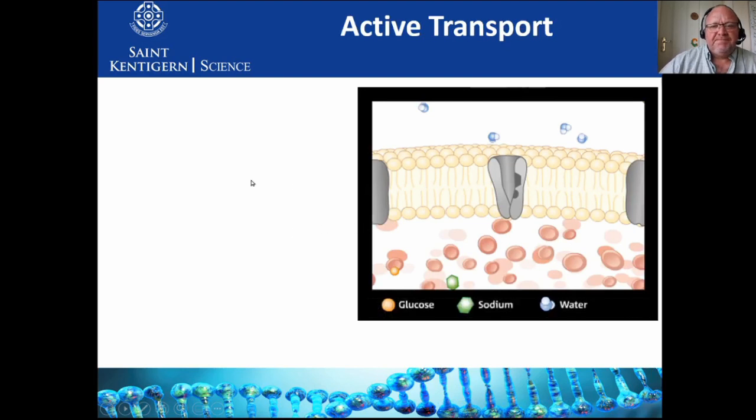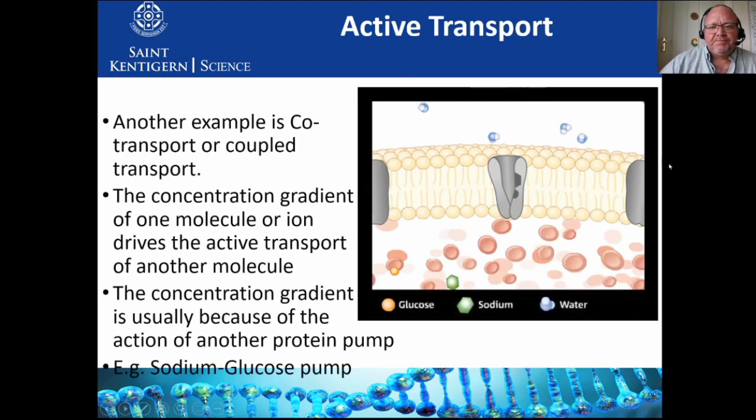Okay, so here's another one where we have active transport, and this is in the kidney. In co-transport or coupled transport, the concentration gradient of one molecule or ion drives the active transport of another. So if you look here, there's a lot of water on that side. In the blood, you can see this is blood because we have the red blood cells over there. We have a few more molecules currently of sodium and glucose. I believe they labeled them wrong because glucose is supposed to be a hexagon, but never mind. You will get the idea.